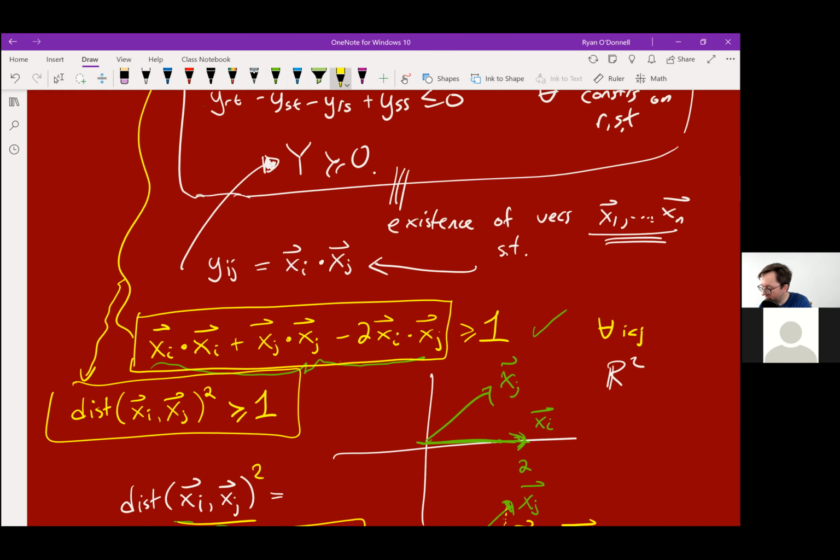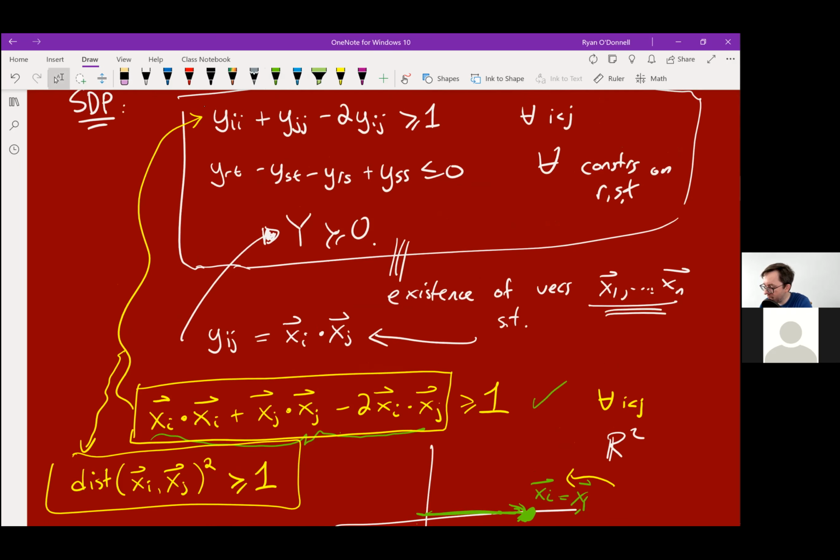If we look at these pictures, we're doing some examples here. We first looked at this case, where this was xi and this was xj. It seems pretty clear the distance from here to here is bigger than 1. And then we looked at this other case where these were both xi and xj. The distance from here to itself is 0, so that's not bigger than 1. Okay, so that's nice. What about this one?